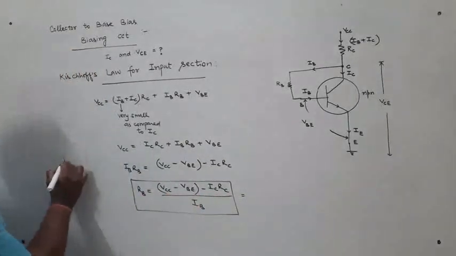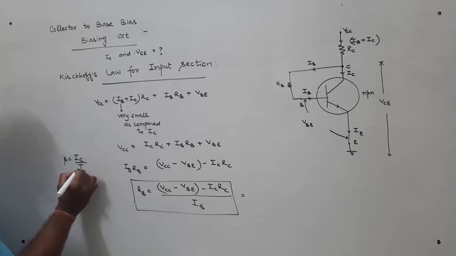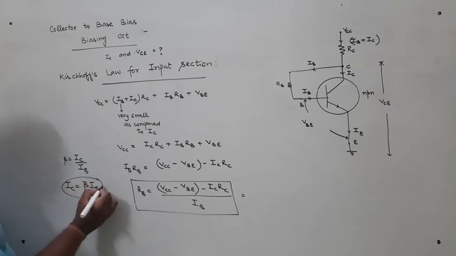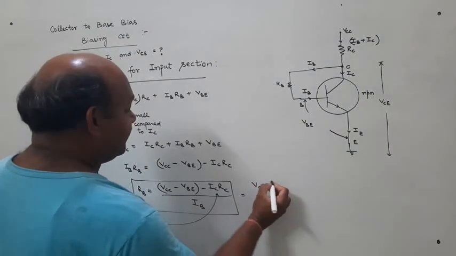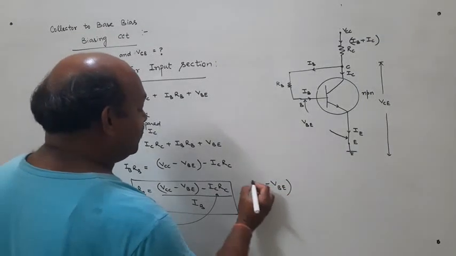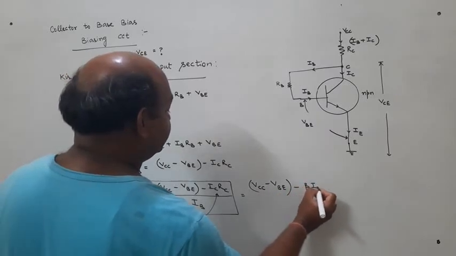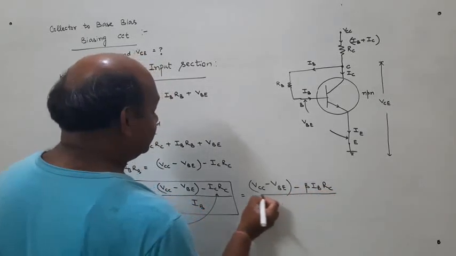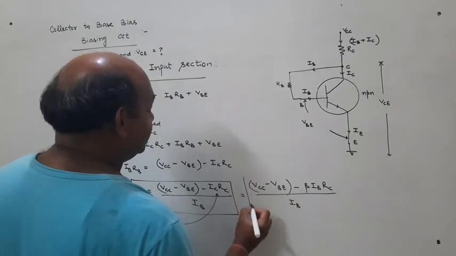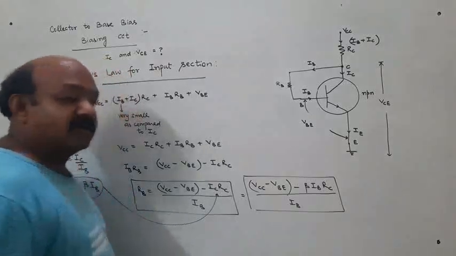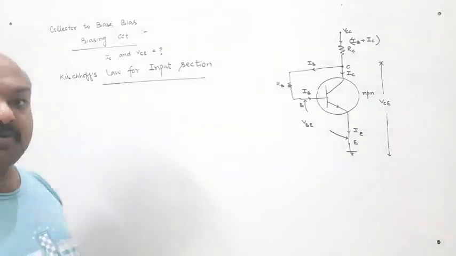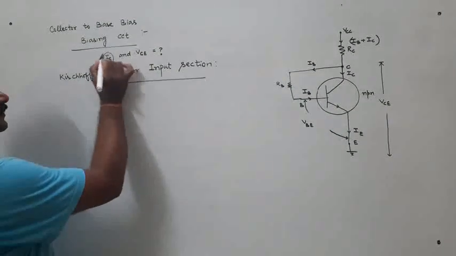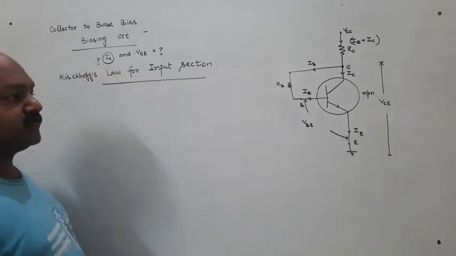We can also modify this relation using this formula. As we know, beta is equal to IC over IB, so IC can also be written as beta IB. If we substitute this value here, then this formula is also modified and can be useful for other calculations as well. Another formula for calculation of base resistor. Now we come to calculation of IC. Again we apply Kirchhoff's law.